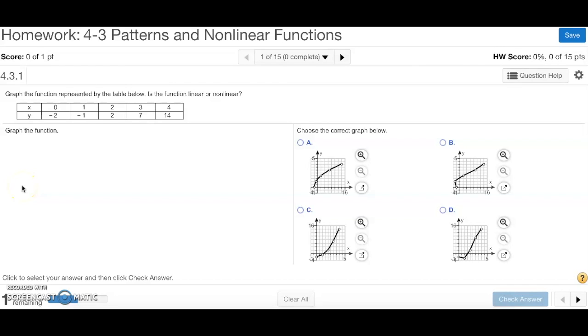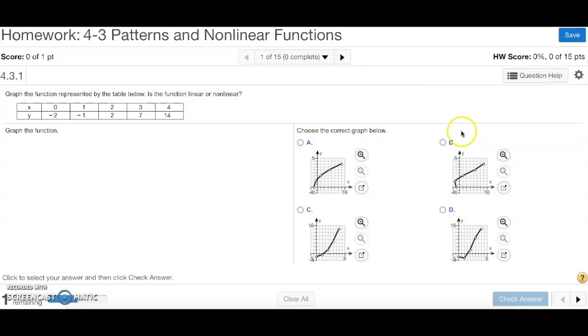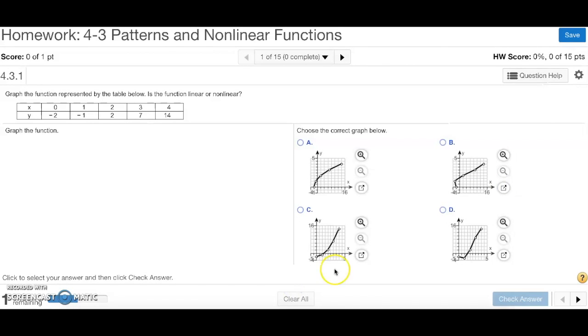Graph the function represented by the table below. Is the function linear or nonlinear? So our first point is at 0, -2. If I look at A, 0, -2, there is not a point, so it cannot be A. B, 0, -2, there is not a point, so it cannot be B.